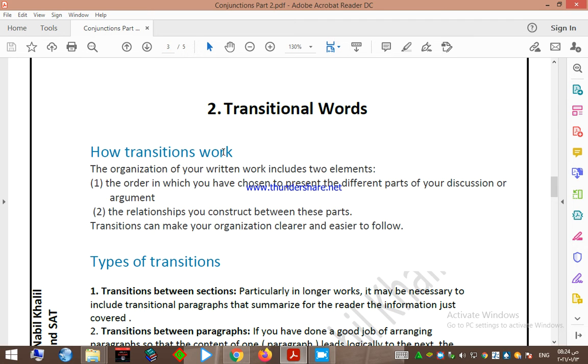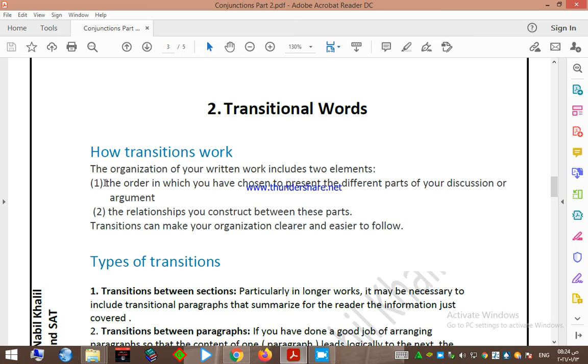So how do transitions work? The organization of your written work includes two elements. The first element, the order in which you have chosen to present the different parts of your discussion or argument. The second element, the relationships you construct between these parts, between these ideas of the paragraph.